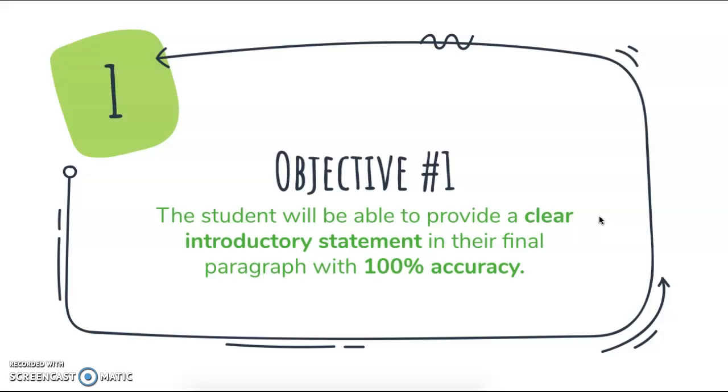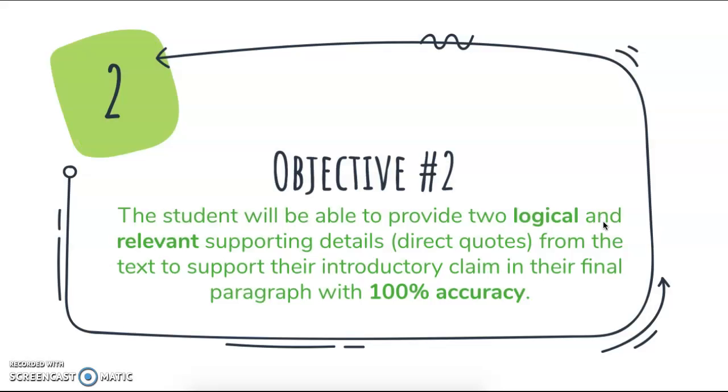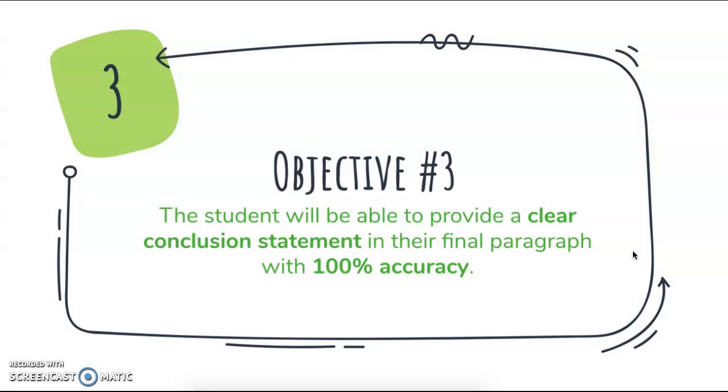So our objective number 1 was the student will be able to provide a clear introductory statement in their final paragraph with 100% accuracy. Objective number 2, the student will be able to provide 2 logical and relevant supporting details, which are direct quotes from their school textbook to support their introductory claim in their final paragraph with 100% accuracy. And finally, the students will be able to provide a clear conclusion statement with 100% accuracy.